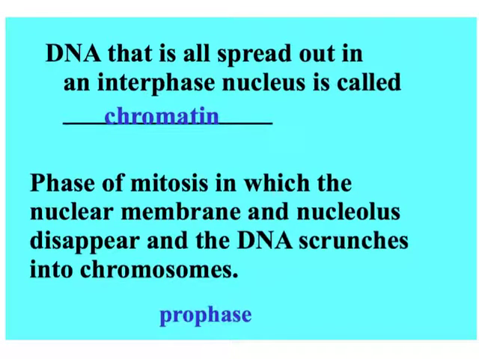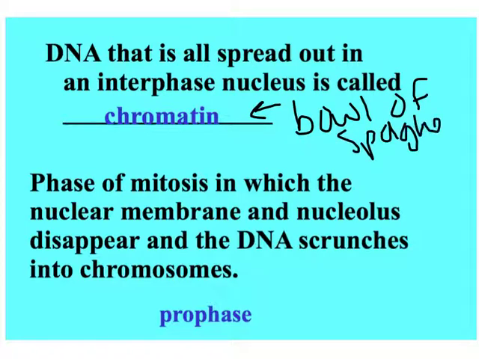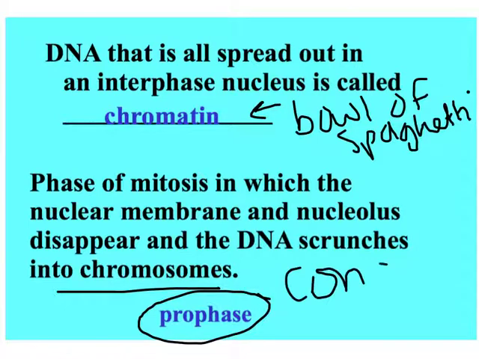DNA that is all spread out in the interphase nucleus is called chromatin. Remember, that looks like a bowl of spaghetti. It's all mixed together. It's not organized, and you can't easily see that during interphase. The phase of mitosis, in which the nuclear membrane and nucleolus disappear and the DNA scrunches up into chromosomes, is prophase. So this is when our DNA is condensed.